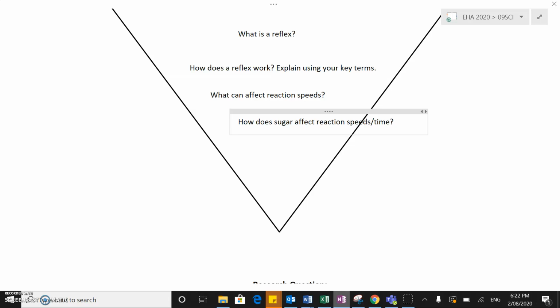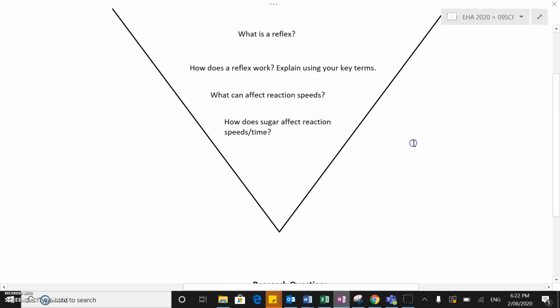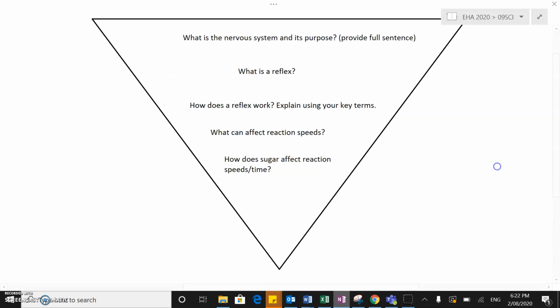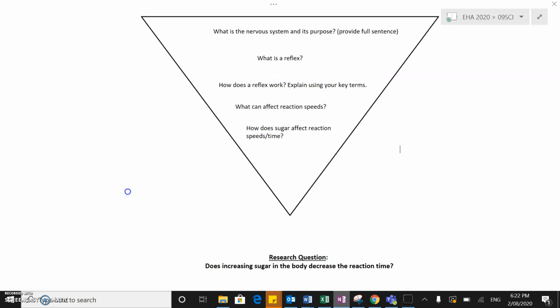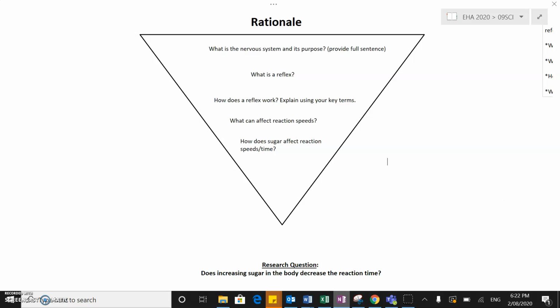So what's the effect of sugar? How might I expect my experiment to go? I'm being really specific now to my investigation. How does sugar affect reaction speeds and time? Is there anything else that you think I should include? Let's have a little look.